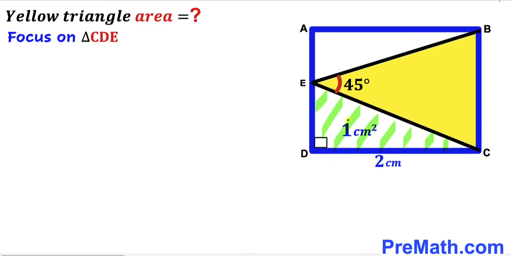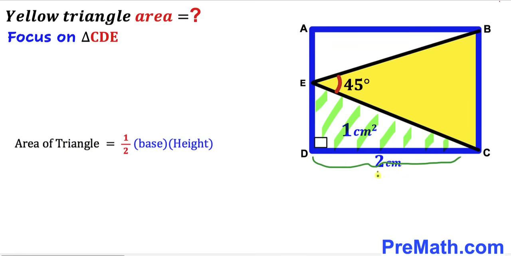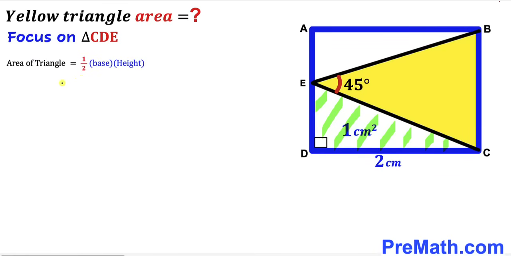We have been given the area of this triangle as 1 centimeter square. So let's recall the area of a triangle formula. Area is always equal to a half times base times the height of the triangle. The base of this right triangle is this side CD, and the height is this side DE, and the area is 1. Let's fill in the blanks.